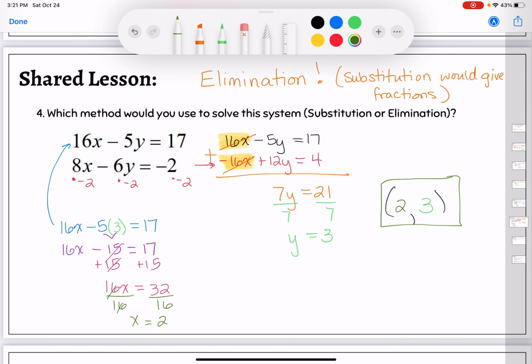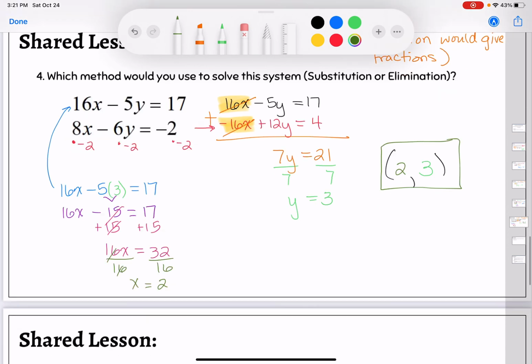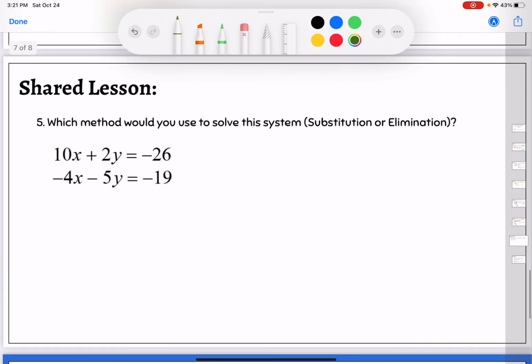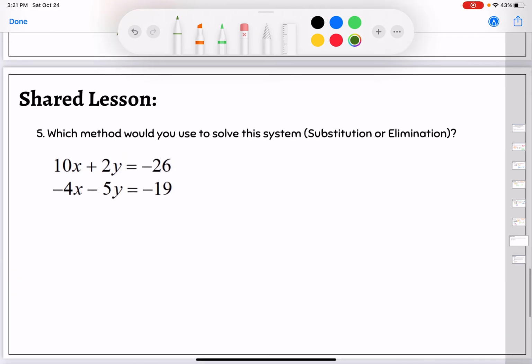So remember, if you're scoping it out on which method to use and you see that you would get fractions, if I can't divide by either one of those things without getting fractions, don't use substitution. Always do elimination. And this one turned out to only have to multiply one equation to get there, so that's not bad. All right, last problem here. Which method would you use? 10x plus 2y equals negative 26. Negative 4x minus 5y equals negative 19.